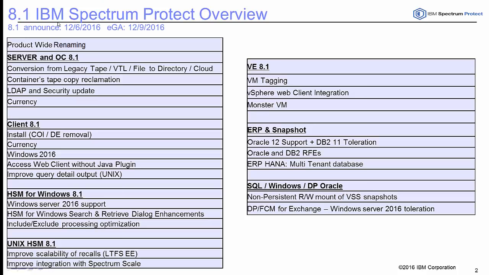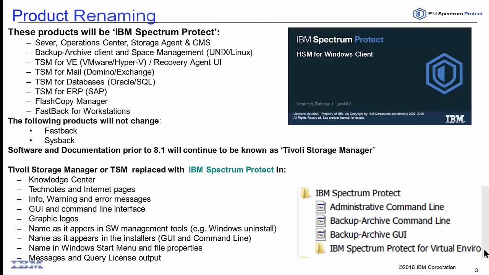Spectrum Protect 8.1 was announced on December 6, 2016, and it GA'd on December 9th, 2016. One of the first things you'll notice in version 8.1 is that the product has been completely rebranded inside of the actual code. Now the products will be referred to as IBM Spectrum Protect versus Tivoli Storage Manager.